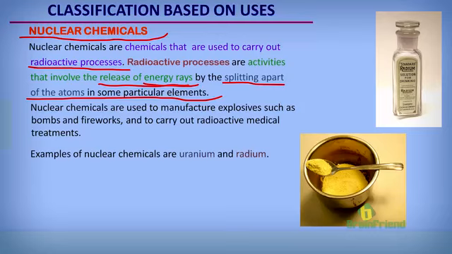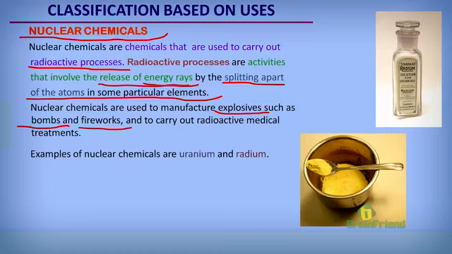Nuclear chemicals are used to manufacture explosives such as bombs. Yes, they are used to manufacture bombs. They are also used to manufacture fireworks. We also use them to manufacture crackers. You know those crackers we use during festive periods. We use nuclear chemicals to manufacture them.